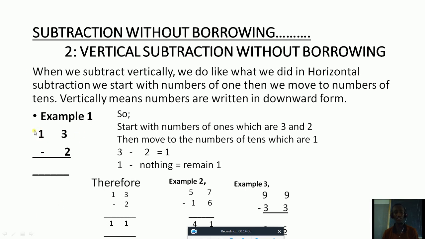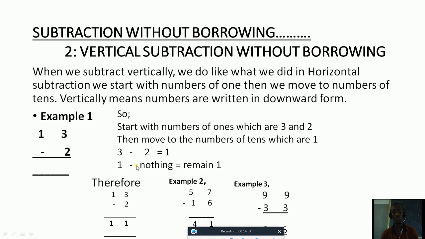For instance, example 1, we have 13 minus 2. Here you have to determine which one is the number of ones and which is the number of tens. In 13, 3 is the number of ones and 1 is the number of tens, and 2 is only one digit, so it is a number of ones. We do not have a number of tens here. So we start with the number of ones, which are 3 and 2, and then we move to the number of tens, which is 1. Here we take 3 minus 2. When you draw 3 balls and cross 2 balls, you remain with only 1 ball. So the answer will be 1.